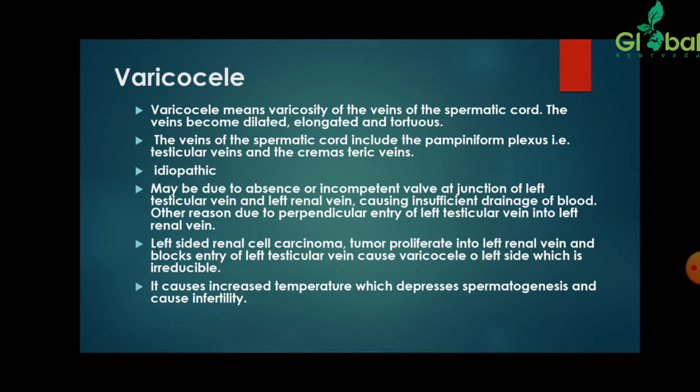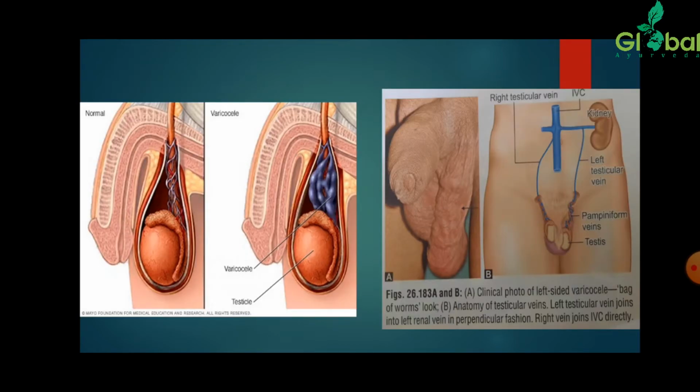Left-sided renal cell carcinoma tumor proliferates into left renal vein and blocks entry of left testicular vein, causing varicocele on the left side, which is irreducible. It causes increased temperature which depresses spermatogenesis and causes infertility. These are the pictures which show the varicosity of left side of scrotum. The clinical photo of left-sided varicocele looks like a bag of worms. The important point is bag of worms.